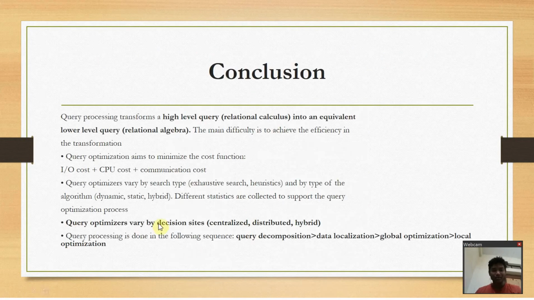So this is the conclusion. Today we have learned what a distributed system is, what the various query processing steps are, how we can optimize the query, what the issues of those queries are, and what really happens in query processing in a distributed environment.